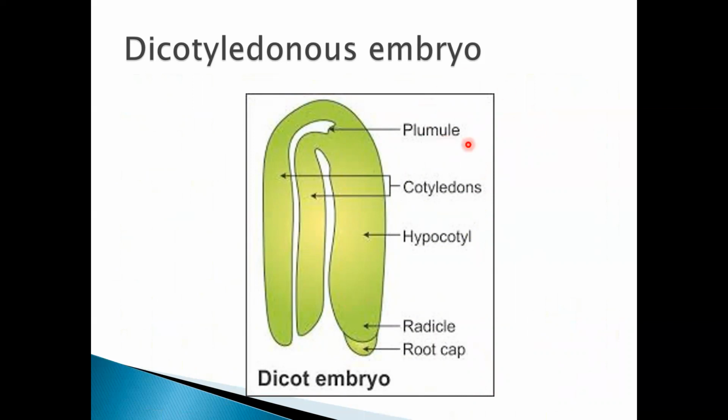So there is a plumule, cotyledons, which are two coverings, a hypocotyl, radicle, and a root cap. This part is the shoot part, and the radicle part is the root part of the embryo. Cotyledons, you know, coverings? Yes.